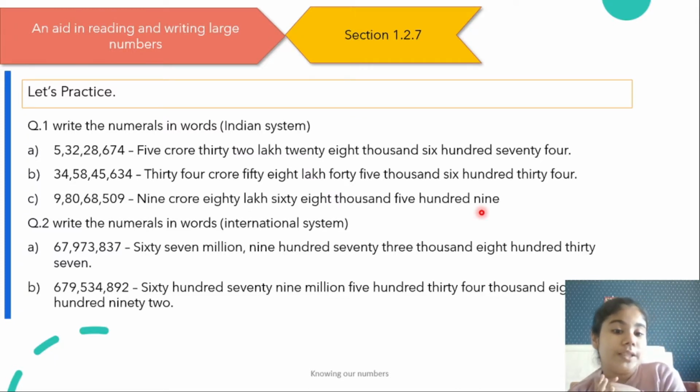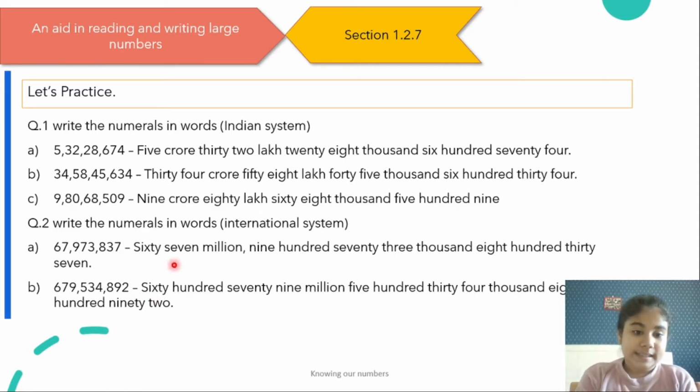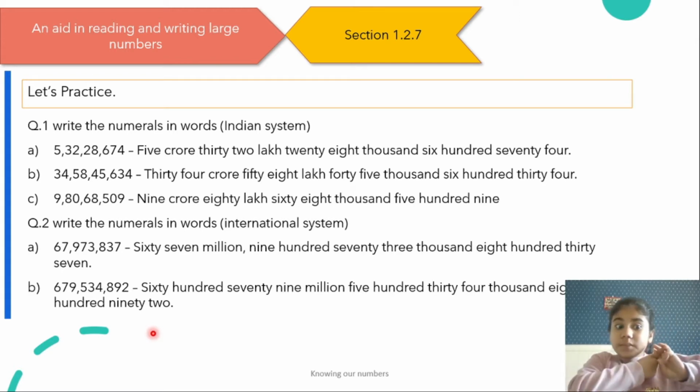Write the numeral in words. This time we'll write it in the international system. 67,973,837. Here also keep in mind, use the commas to read easily. Next we have 60,534,892. You must be confused. We are using 100 three times here. Why? Because this is 600 million, then we have 100,000 and then the usual 100.